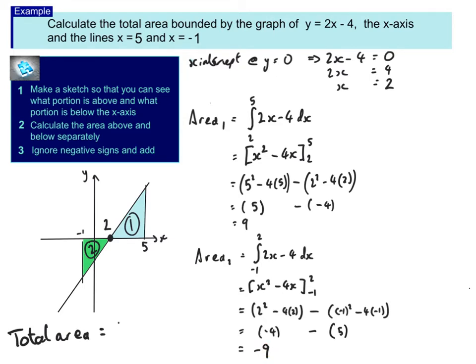So I'm going to end up with area 1 of 9 plus area 2, which is a size of 9. So I'm ignoring the negative symbol. Adding that together will give me 18 squared units. Now, it is important that for this below the x-axis area, you get a negative, and then in a separate step, you show that you have dropped the negative and just added everything together.